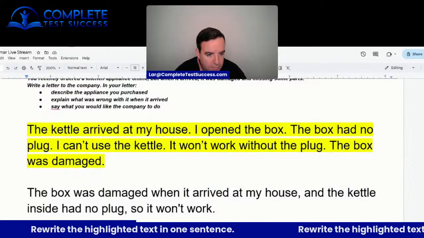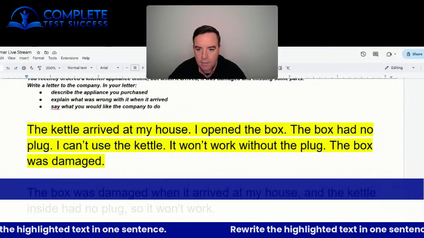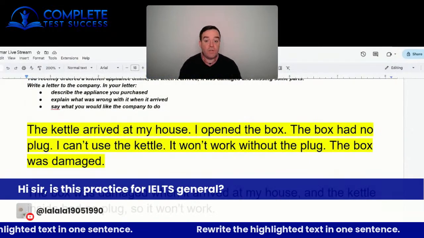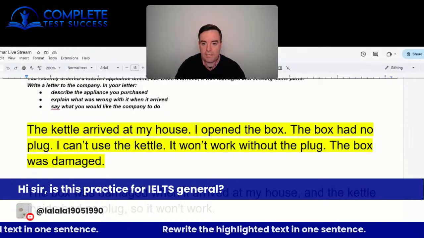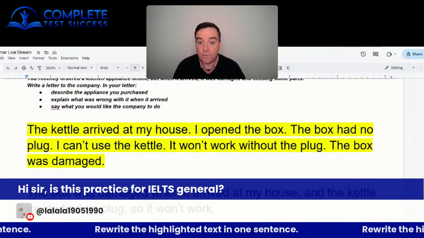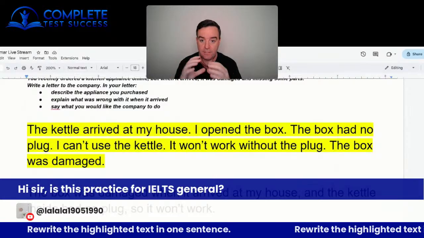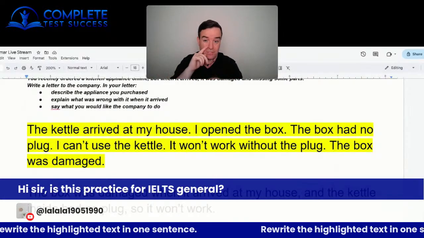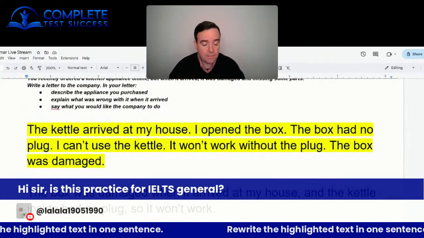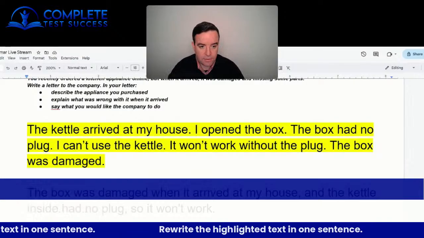Okay, so let me see. Have I missed anybody? Sir, is this practice for IELTS General? No. What I was trying to do is I was just using the general question as a way to generate the ideas I wanted to use to construct those sentences in yellow. But no, what we were focusing on today is grammar.